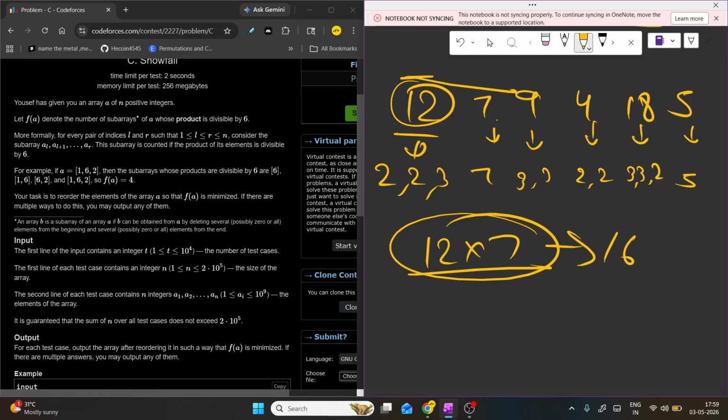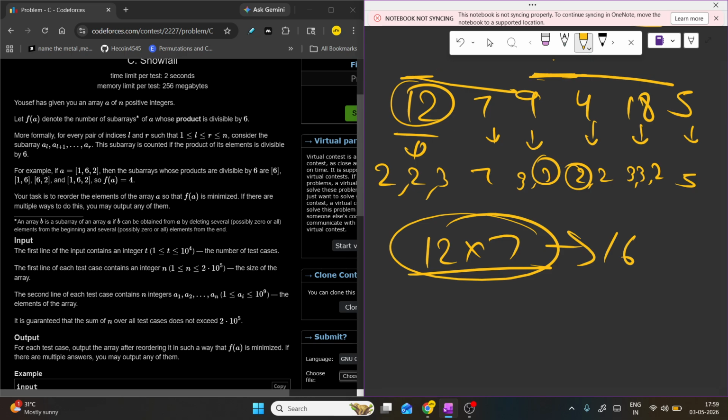Similarly, if we take a subarray 9 and 4, this would also be divisible by 6, because 9 consists of one 3 and 4 consists of one 2. So any subarray which consists of 9 and 4 together would be divisible by 6.